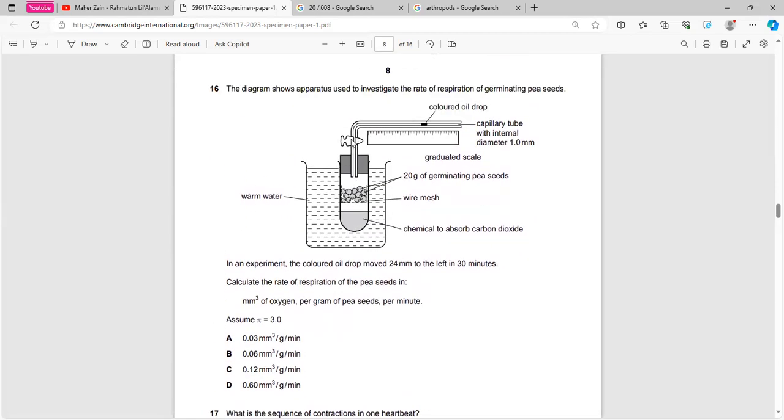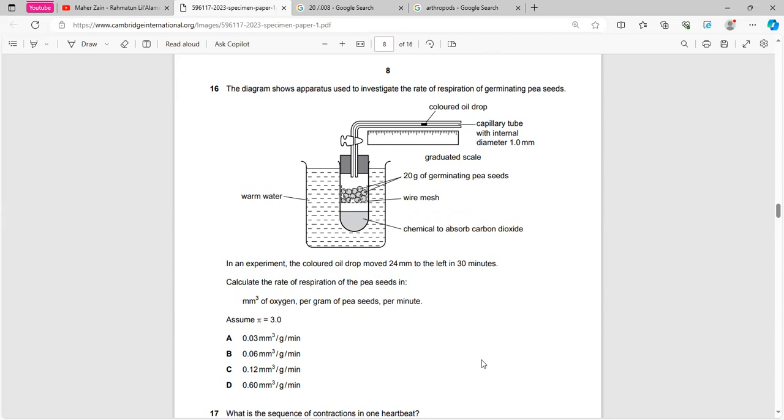Now in question number 16, we have to apply the formula pi r square h. The pi r square h formula is applicable because this is a cylindrical shape. They say the oil drop has moved about 24 millimeters to the left. 24 millimeters to the left depicts the distance it had to travel. They have given the diameter, so we divide it by 2. 1 divided by 2 is 0.5. We just apply the formula: 3 times 0.5 squared times the height, which is 24 millimeters.